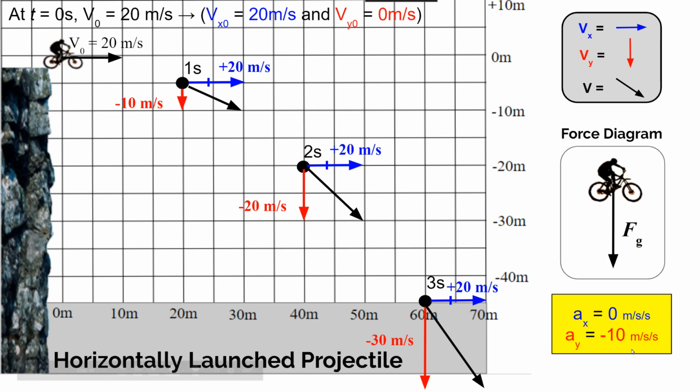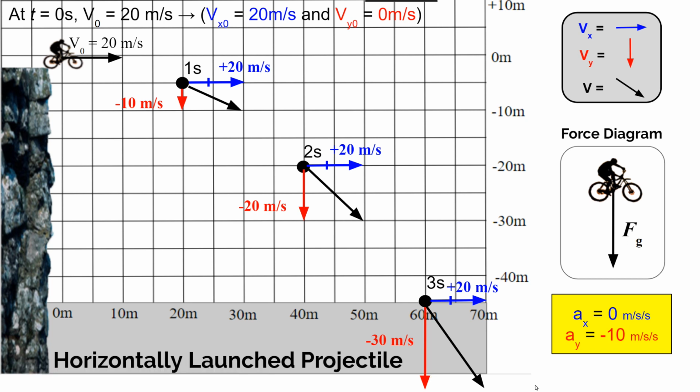So we've already looked at a two-dimensional motion map of a horizontal projectile, in this case a mountain biker riding off the edge of a level cliff. The horizontal part of the motion stays constant at 20 meters per second, and as they fall through the air, velocity in the y direction is getting more negative. So after a second, it'd be -10 meters per second. After 2 seconds, it would be -20 meters per second. And after 3 seconds, the vertical part of the velocity would be -30 meters per second.